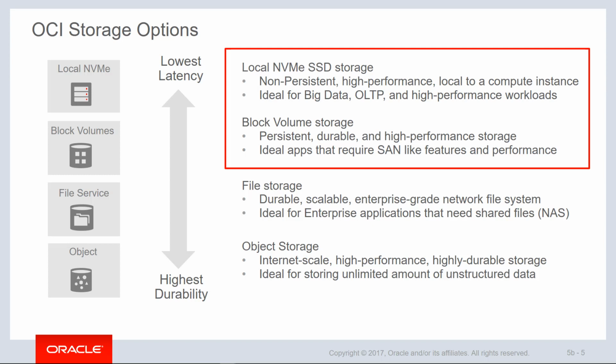Just down the list would be block storage volumes. They are persistent, durable, and high-performance storage devices. Apps that require storage area network-like features and performance would be ideal for block storage volumes. The major difference here is that local NVMe is, of course, direct attached, whereas block volume storage is presented over the network.